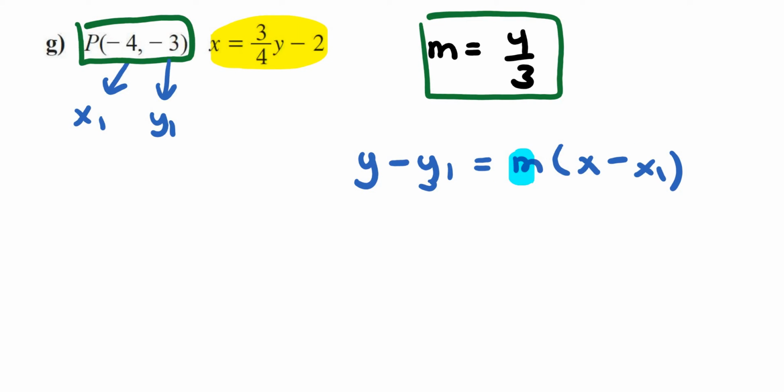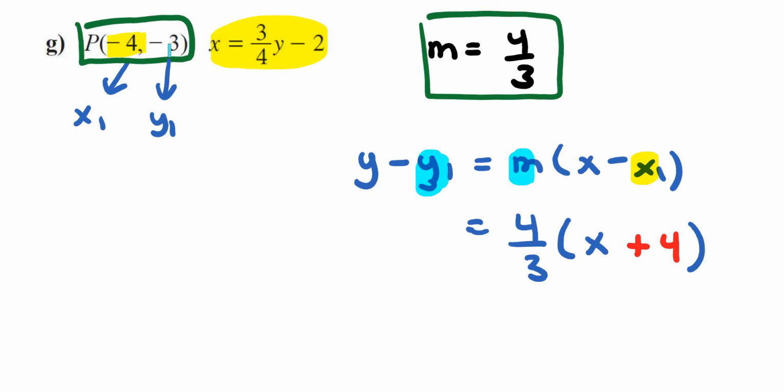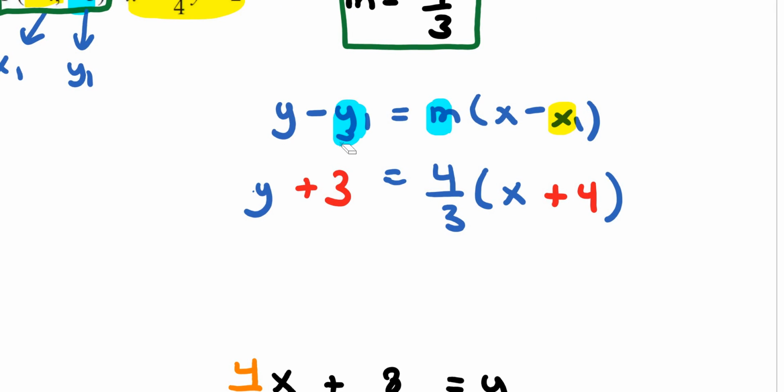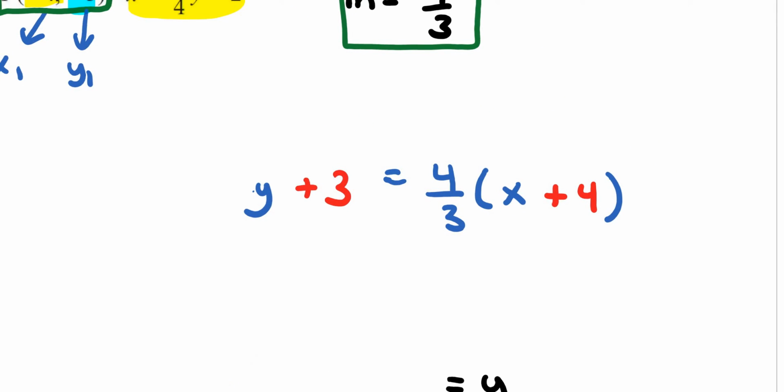I know the value of m is 4/3, so 4 over 3 bracket x, and then what's the value of x1? All right, the value of x1 is going to be -4, right? So this will be plus 4, and then close that bracket. And then what's the value of y1? Well, the value of y1 is -3, so this will now be y plus 3. Let me just erase this.